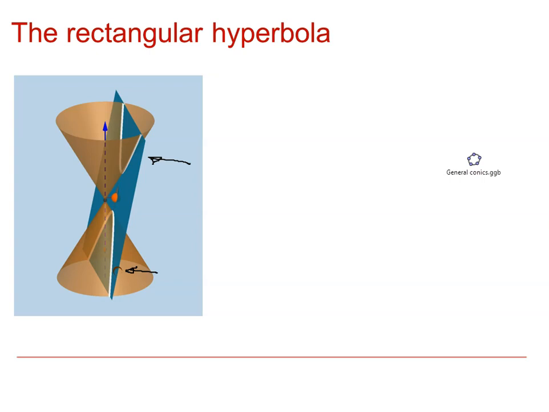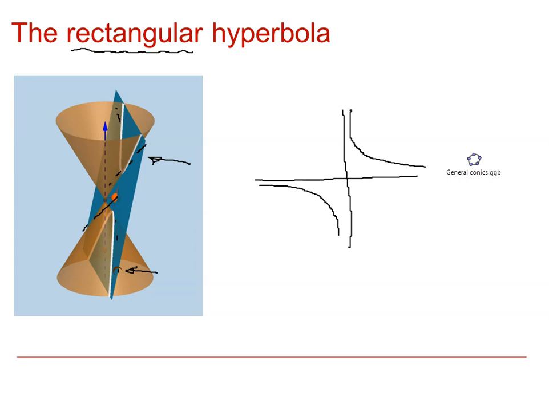The rectangular hyperbola refers to the asymptotes of the curve, and if those asymptotes are at right angles, so we have asymptotes like this, then the curve produced is what's known as a rectangular hyperbola. It's a fairly standard one. You may well have met it before when you've looked at the equation y equals 1 over x. We're going to look at it in a little bit more detail in this video.